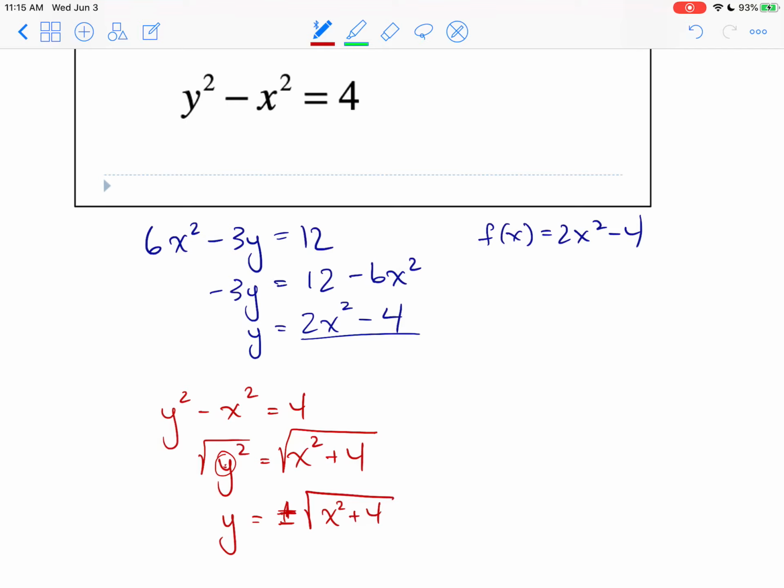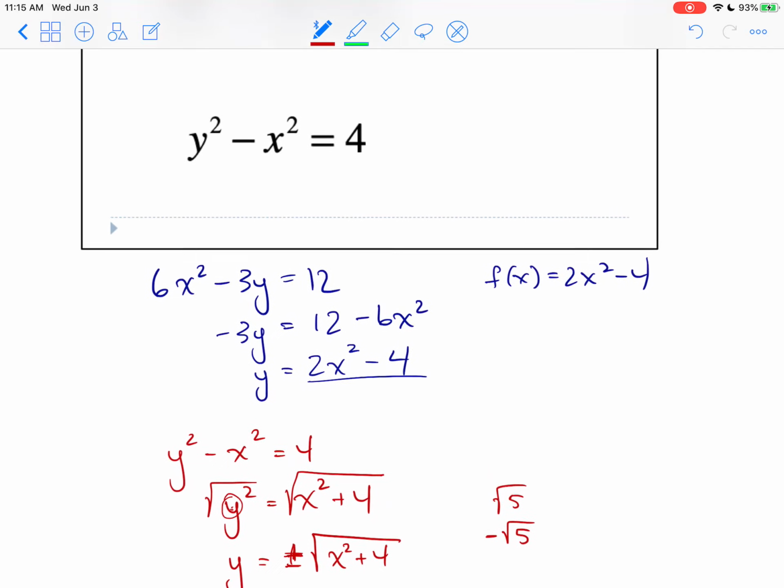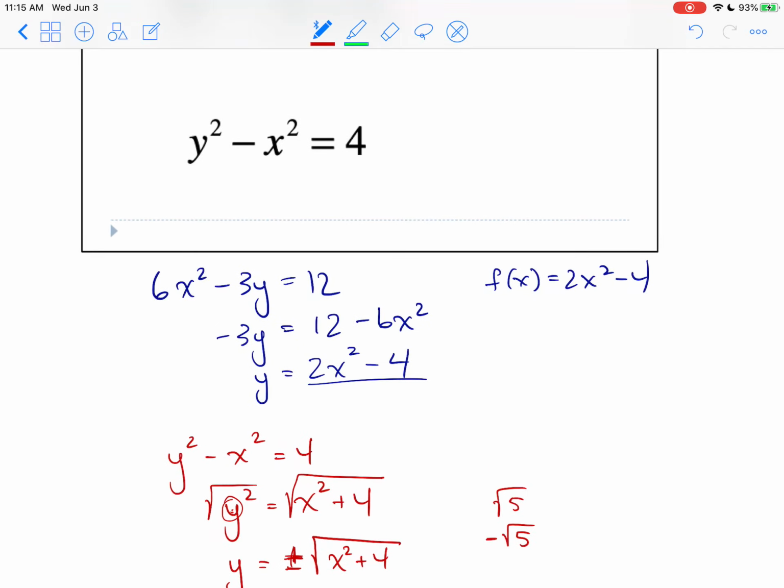Now you can see, when I plug in a number like 1, 1 squared plus 4 gives me 5. And if I plug 1 into here, I'm getting both positive the square root of 5 and negative the square root of 5. Those are two different numbers. And so I'm getting two outputs for every input, except if I plug 0 in. If I plug 0 in here, I get plus or minus 2. There is one value in here, I think, where I will only get one output, and that would be at the edge of this shape.